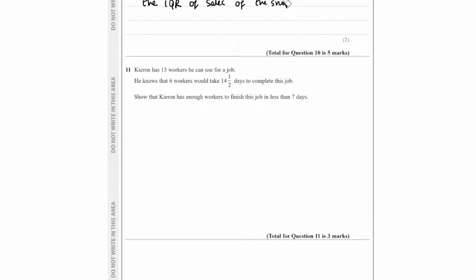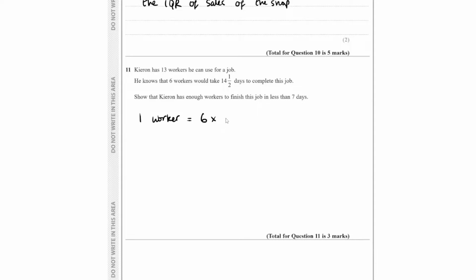This is like inverse proportion. I know it doesn't mention it, but the concept is inverse proportion, because the more workers you have, the less time it will take. Or the fewer workers you have, the more time it will take. It's the opposite, isn't it? So this one, naturally you want to work out how long it takes for 1 worker to complete the job, and you want to do 14.5 divided by 6 to get 1 worker, but it's inverse proportion, so that doesn't work. You have to multiply it.